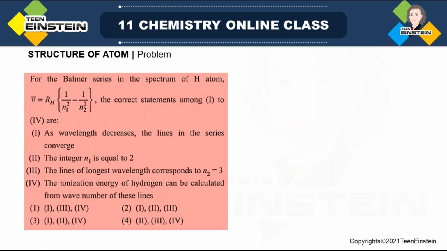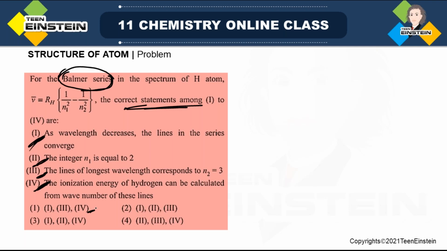Next question. For the Balmer series in the spectrum of hydrogen, nu bar is equal to, this equation we already know. Now remember, based on Balmer series, you have to check the correct statement. There are total 4 statements given, 1, 2, 3, 4. It is a single choice answer, but in the different options several statements are present, different combinations of 3 statements: 1, 3, 4; 1, 2, 3; 1, 2, 4; and 2, 3, 4.